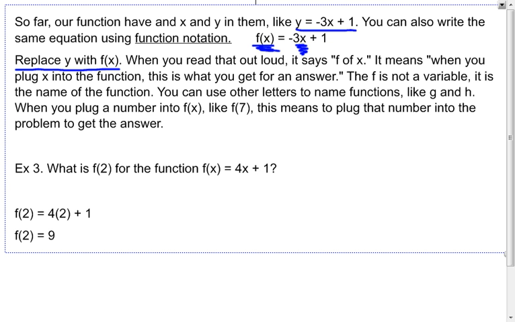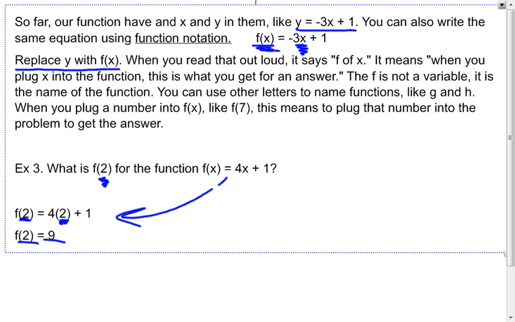If you plug a number into f of x, like if you plug 7 into your function, this means plug that number into the problem and get the answer. So here's your example. What is f of 2 for the function f of x equals 4x plus 1? This 2 right here means anytime I see an x, plug 2 in for it. So I took this line and brought it down here. Instead of x, I wrote a 2. And now I just have to do the math. 4 times 2 is 8. 8 plus 1 gives me 9. This means that when I plug in 2, my answer is 9.